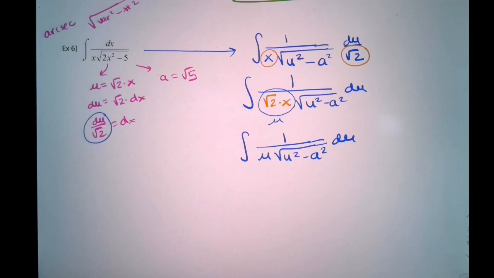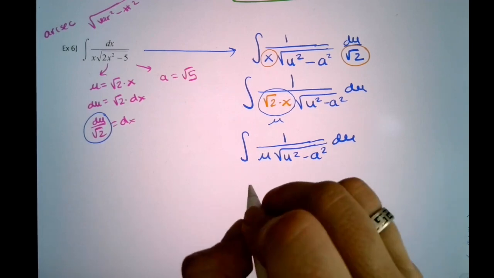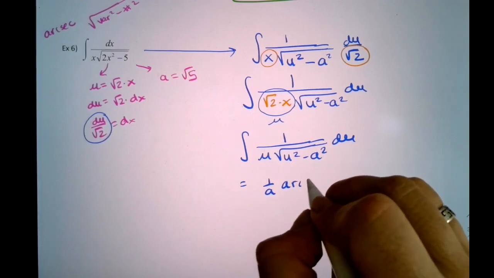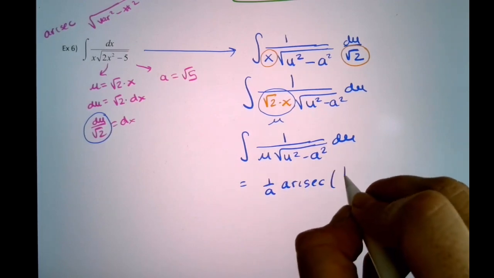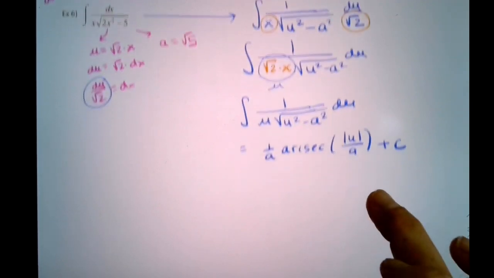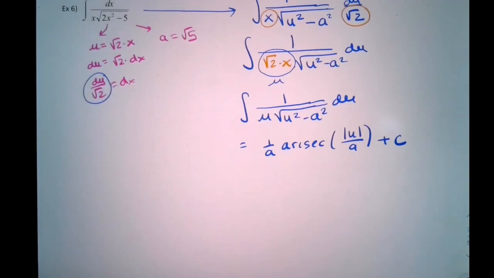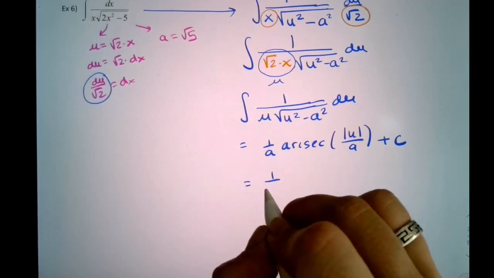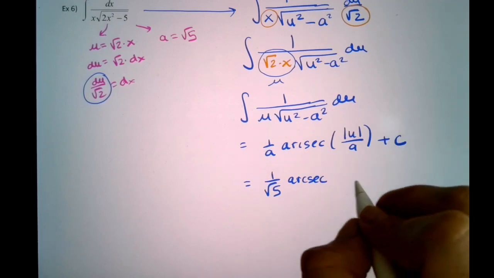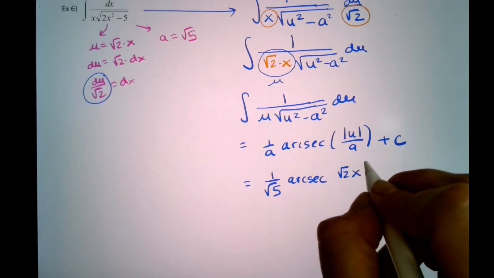This is great. So what I'm going to do is go right to the antiderivative, because I've got 1 over a. I'm going to have arcsecant of the absolute value of u over a, plus c. And let me throw in these values that I have. I said that a was root 5, got it. I said that u was the square root of 2 times x.